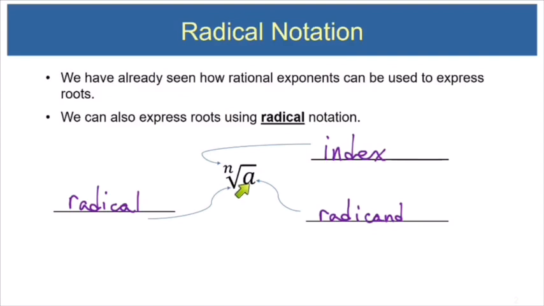And then the number that's under the radical symbol is called a radicand. Together, the whole thing is called a radical expression. But we have three parts. We have the radical itself, which is just the symbol, the index, which tells us which root we're taking, and the radicand, which is the number we're taking the root of.